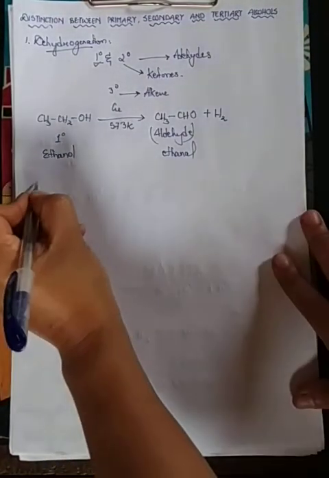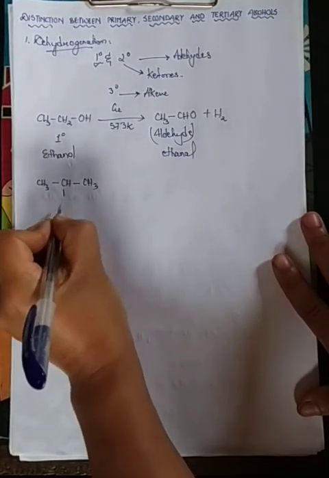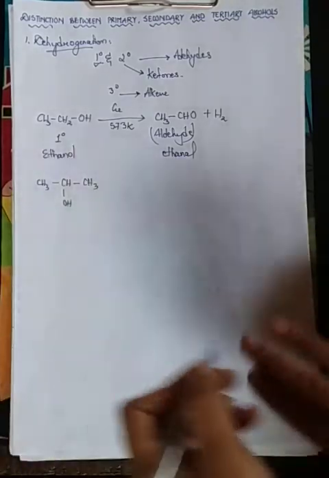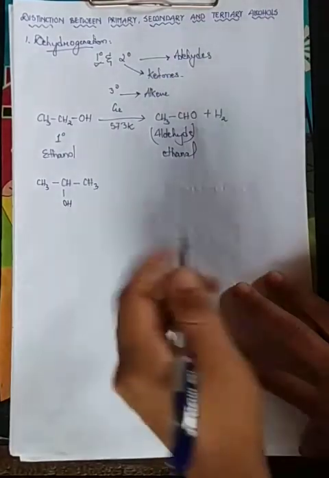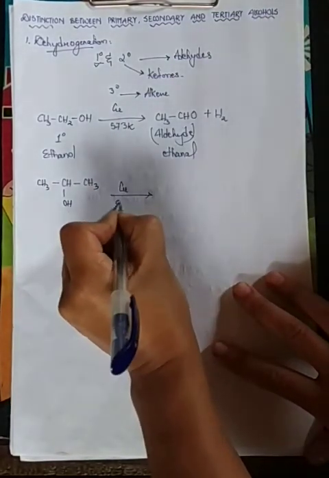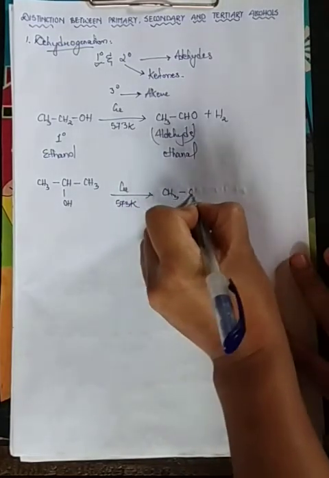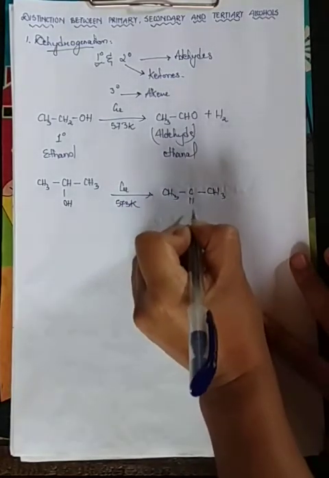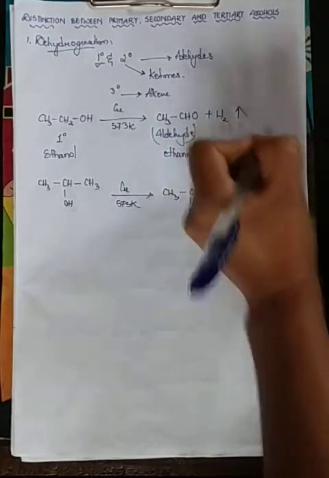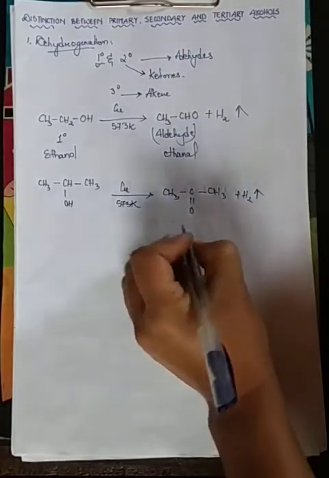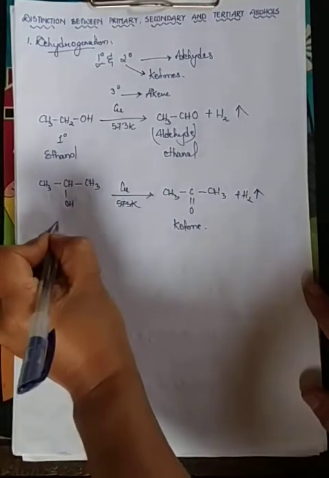Now, secondary alcohol. If we have our secondary alcohol here, the secondary alcohol also gets dehydrogenated, with copper at 573 Kelvin, to give us a ketone. Therefore, CH3 C double bond O CH3, this is our ketone, with H2. Hydrogen gas is removed. Now, this is our ketone, this is our acetone. And this is our secondary alcohol.